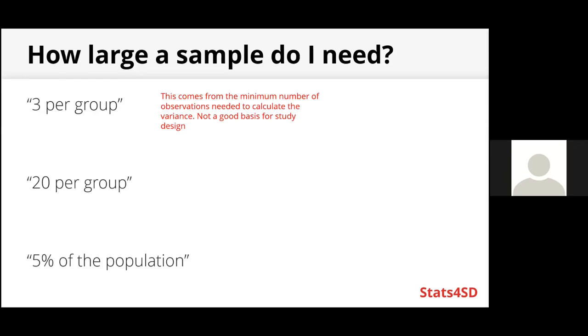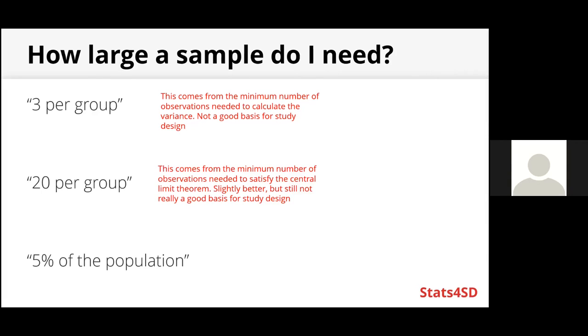So the three per group, the people who argue for that, this comes because in order to calculate a variance, in order to calculate a standard deviation, what you need as a minimum is three observations. But this isn't going to be a good estimate of the variance. It just means you can calculate a number. So this is definitely not a particularly good option.